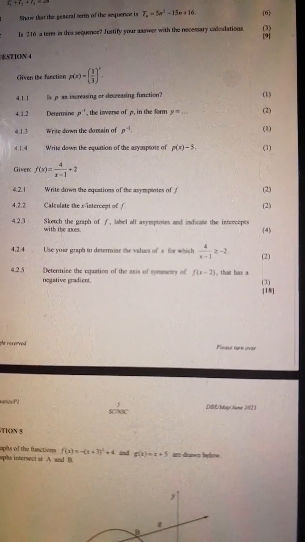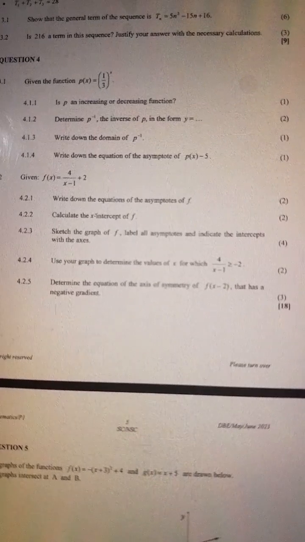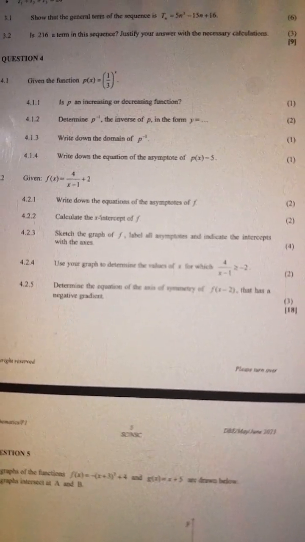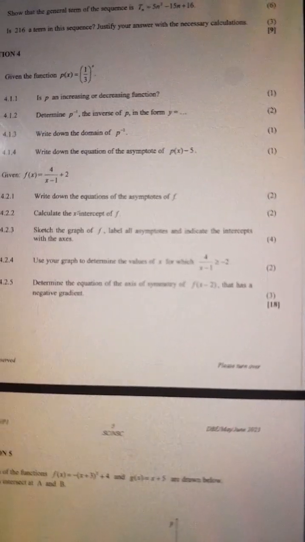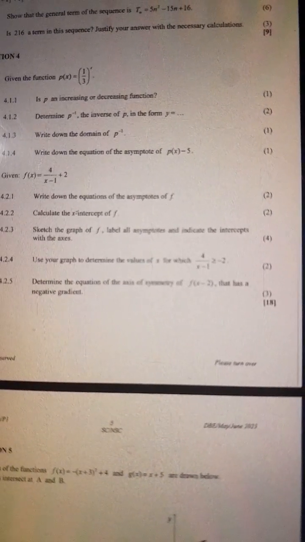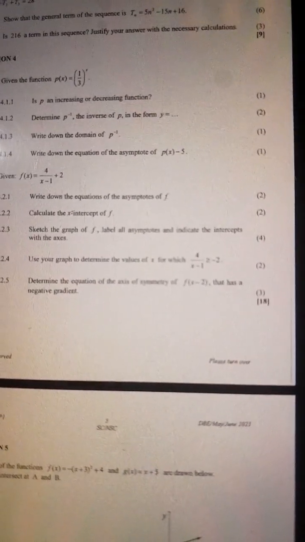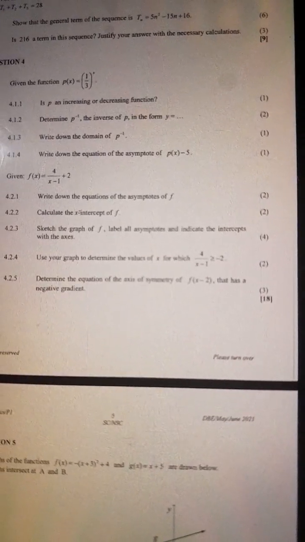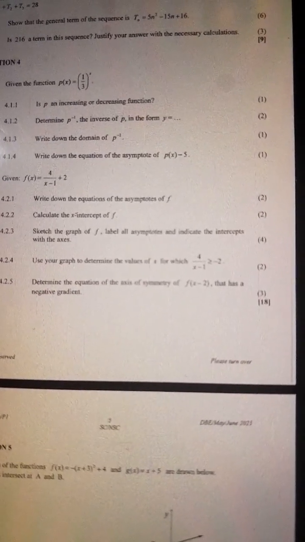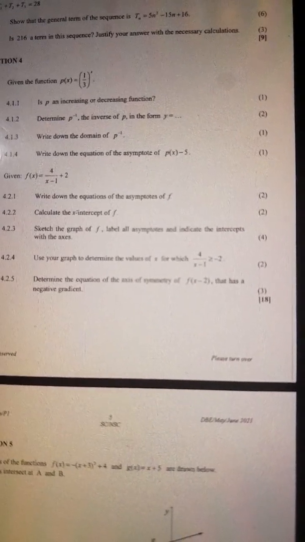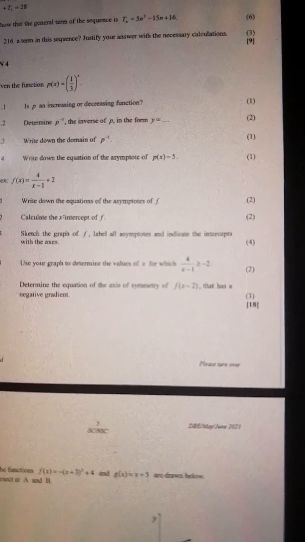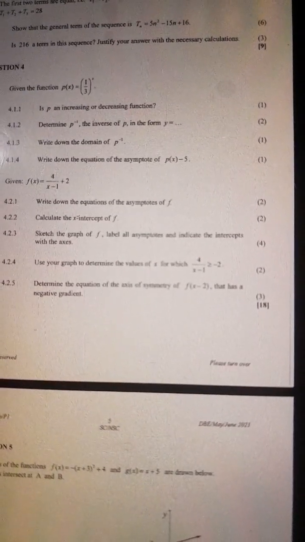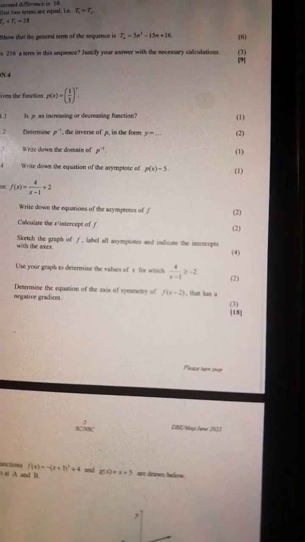So let's put this into practice. We are given that the function p of x is equal to 1 over 3 to the power of x. Is p an increasing or decreasing function? In this case, p will be a decreasing function. What causes it to be a decreasing function? Remember that the effect of a, when a is less than 0, we'll have a decreasing function. So in this case, a is less than 0.